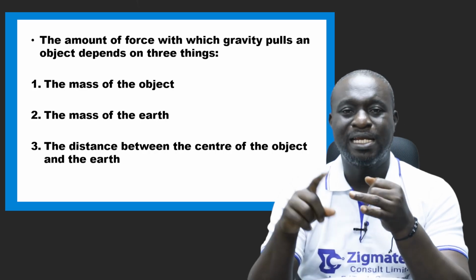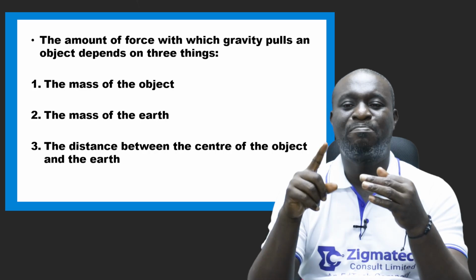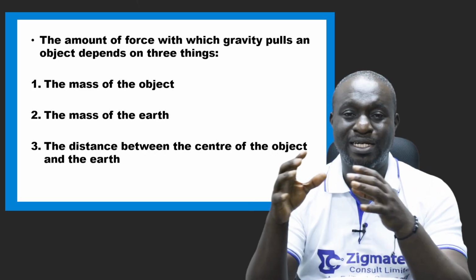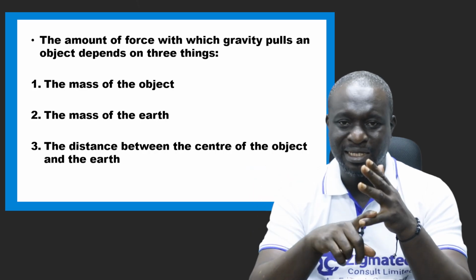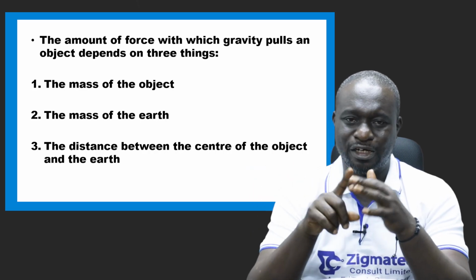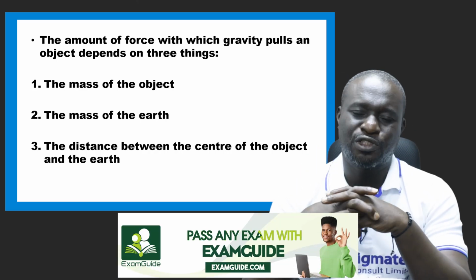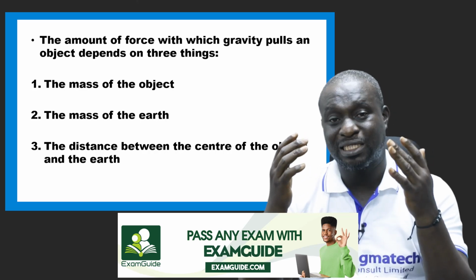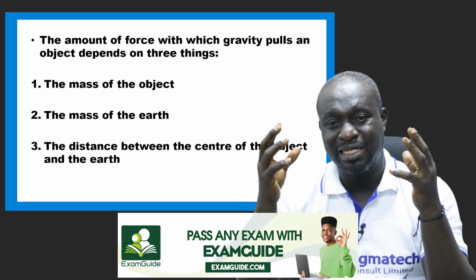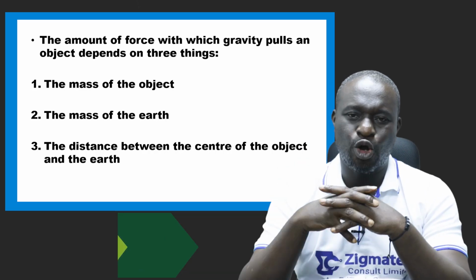Number two, it depends on the mass of the Earth. Number three, it depends on the distance between the center of the object and that of the Earth. So distance and the mass of the object and the Earth make three important factors that determine how the gravity pull of the Earth is exerted on any object.